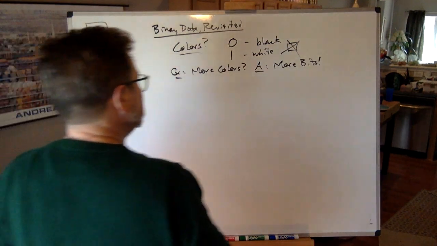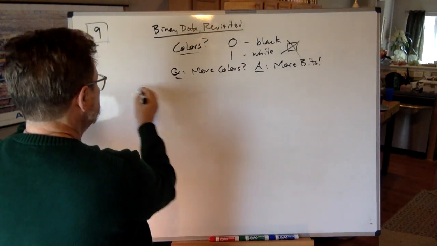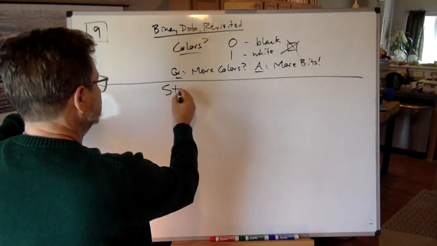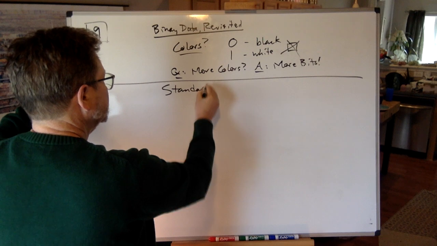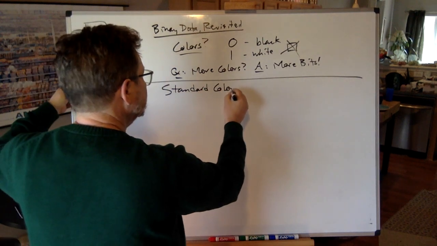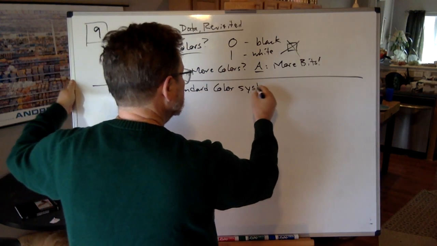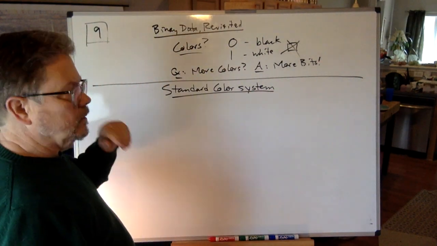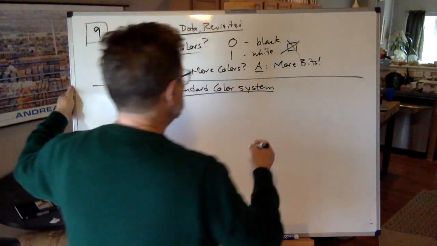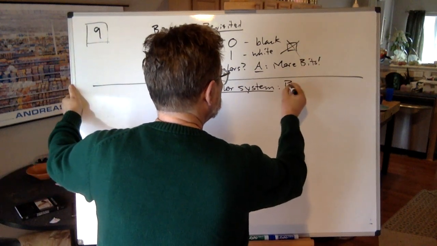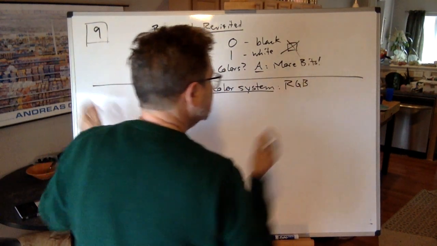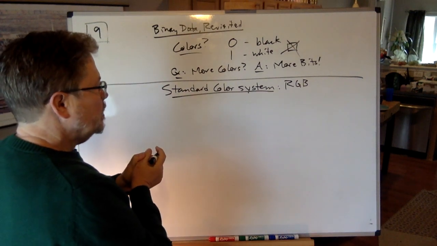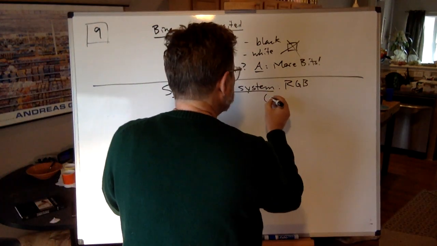I'm going to look at a standard system. Standard, because just about everybody uses it, even though it's not the only one. Standard color system for computers. Everything we're talking about in the class is about computers, so I'm not going to glorify that by writing computers on the board. Color system, RGB. Has a little lilt to it, doesn't it? A little tune. RGB stands for red, green, blue.